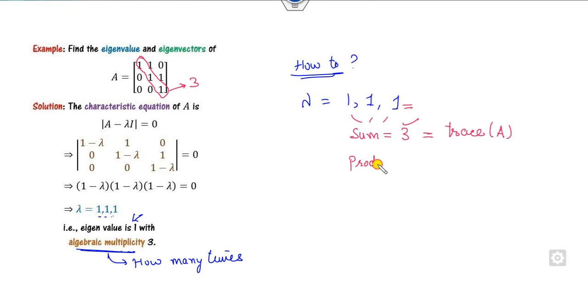Another rule is, if you find the product of the eigenvalues, what is the product? 1. It must be equal to the determinant of A. You can find the determinant of A, and if you find that determinant, it is 1. So you can see both are the same here. This is the way you can check your answer.